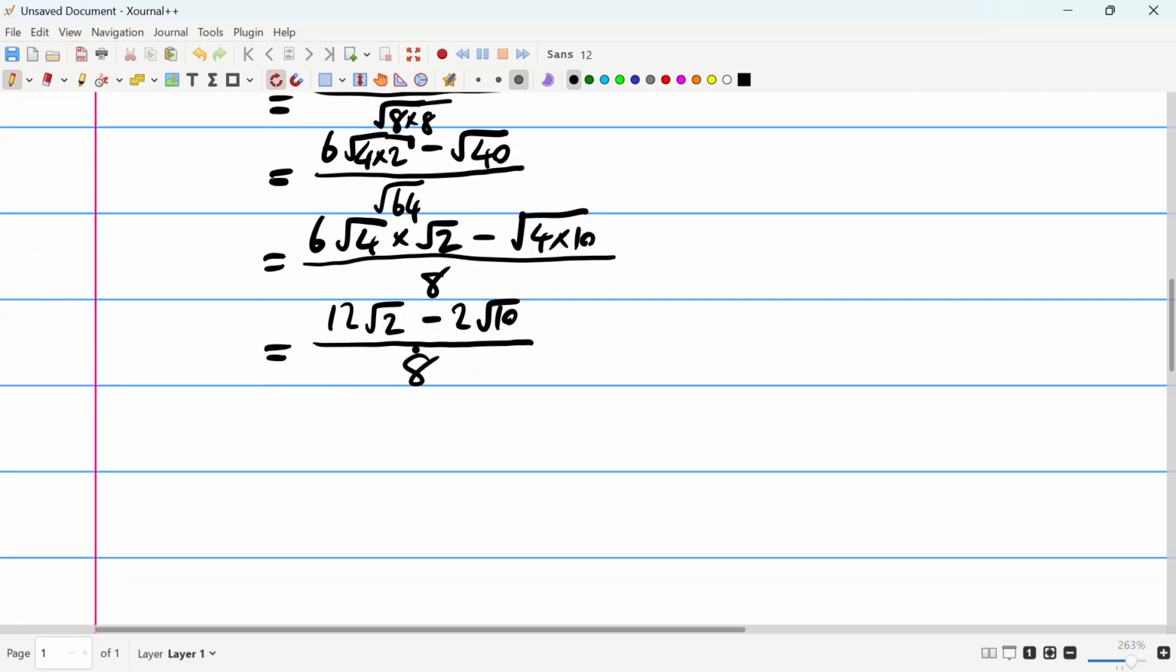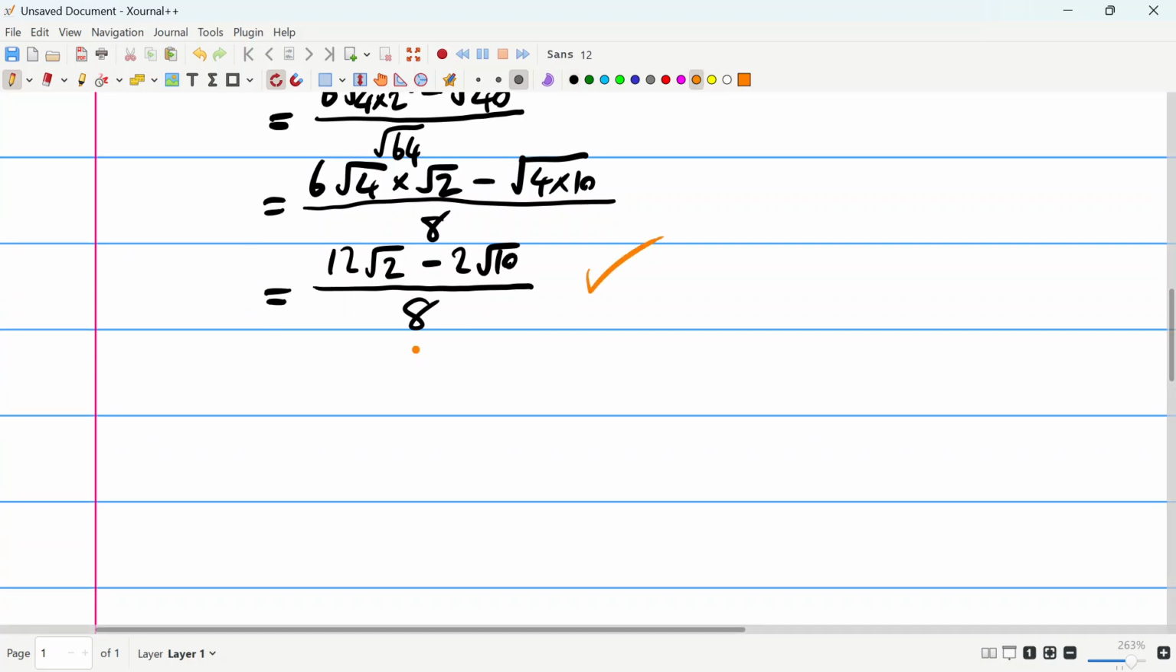And if you want to simplify any further, since this can be the final answer, but if you want to simplify it one more time, you can take out 2 as a common factor. Because notice that we have a 2 here as the lowest. Okay. So meaning we can take 2 out as a common factor from the numerator.